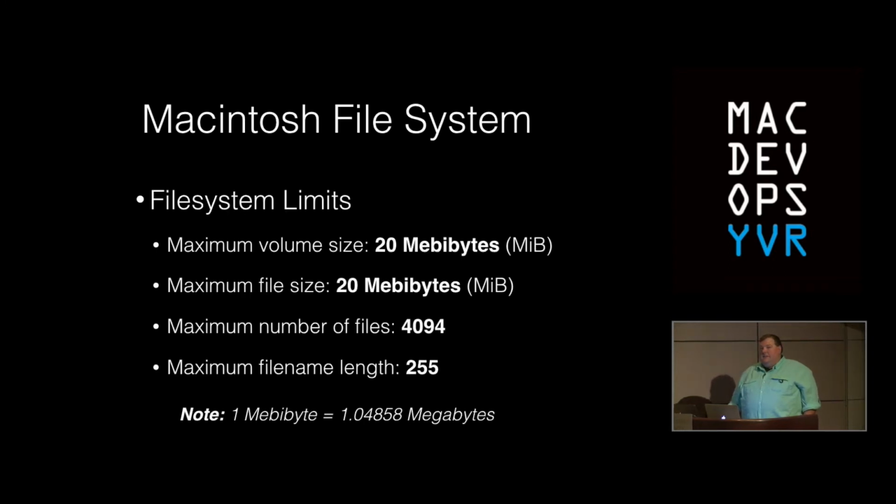MFS had some limitations. Maximum volume size was 20 megabytes. Maximum file size was also 20 megabytes. Maximum number of files was an enormous 4,094. And maximum file name length was 255, although the Finder imposed a limitation of 63 characters for a file name. So you supported 255, but you really only got 63.